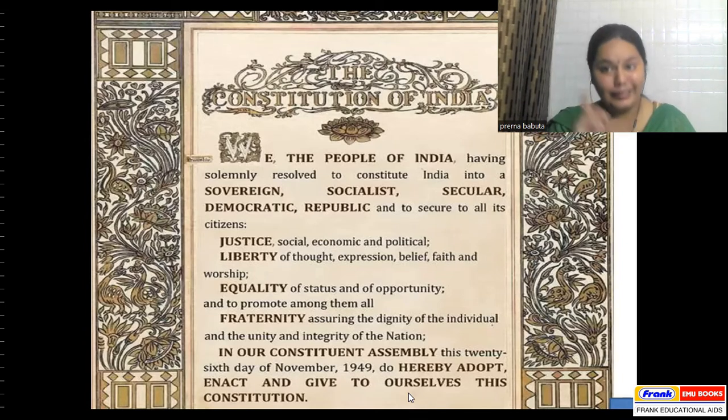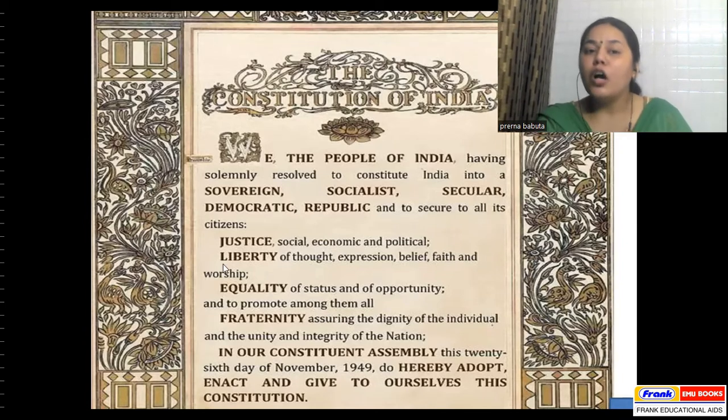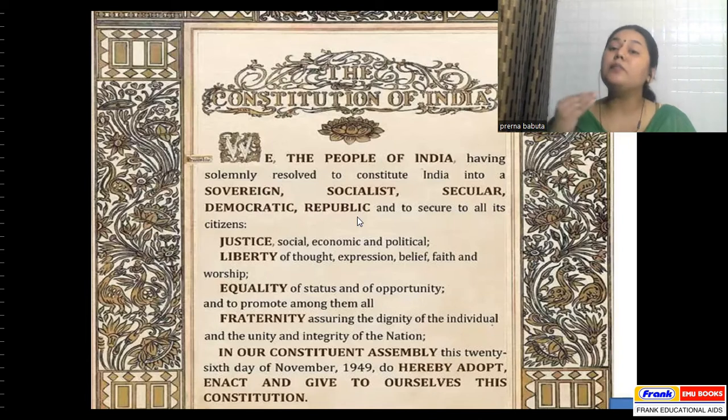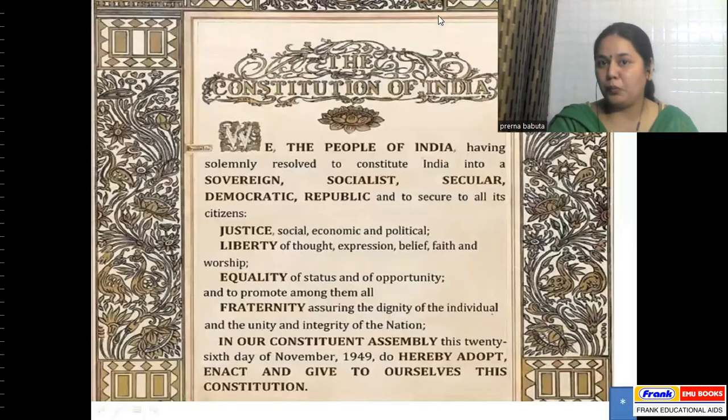26 November 1949. Okay, now it says that India is a sovereign, socialist, secular, democratic republic state. Now, what is the meaning of these terms is what we are going to study from your text.